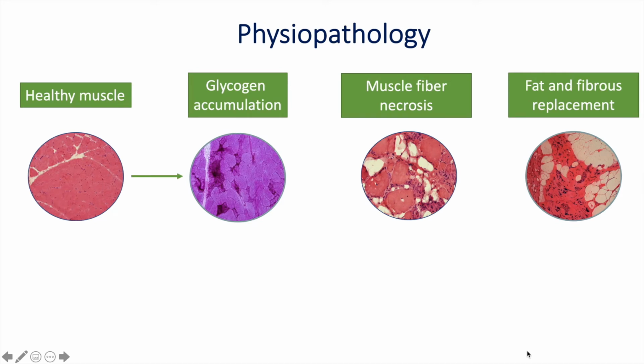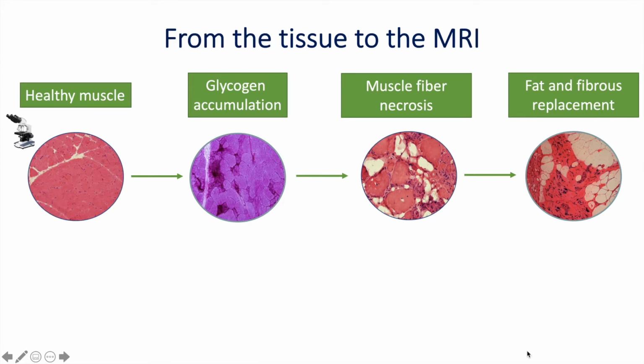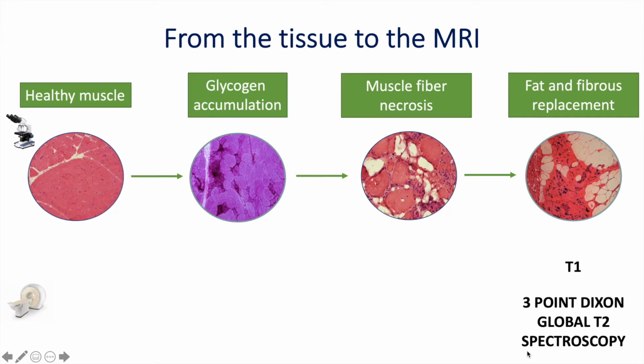We have accumulation of glycogen. This will produce injury in the muscle fibers that will die, and we will have necrosis and loss of muscle fibers that are going to be replaced by fat and fibrous tissue. Fat and fibrous tissue do not have any contractile property, and this will lead to muscle weakness and permanent disability. We can see all this very easily with a microscope, but with MRI what we are going to try to do is to identify all these different steps.